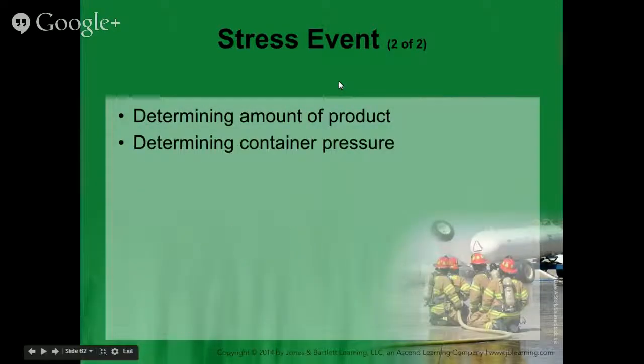So we want to make sure we know what the amount of product is and what's the pressure holding it in. Remember, go back to your terms, vapor pressure. What kind of pressure is exerting on the inside of that container? And what happens if we put a hole in the container?